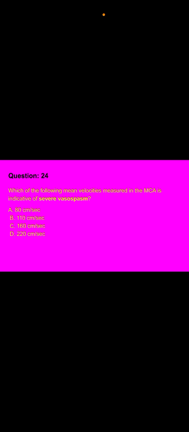Question number 24. Which of the following mean velocities measured in the MCA is indicative of severe vasospasm? A. 80 cm per second, B. 110 cm per second, C. 160 cm per second, D. 220 cm per second. And the correct answer is D. 220 cm per second. A mean velocity of more than 120 cm per second in the MCA suggests vasospasm. When the velocity exceeds 200 cm per second, it indicates severe vasospasm.